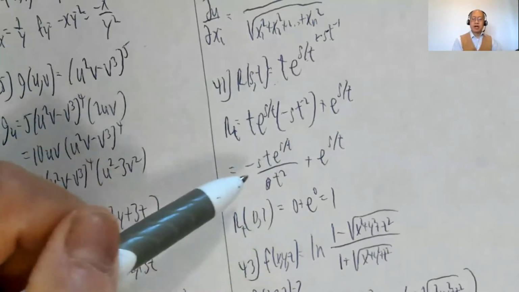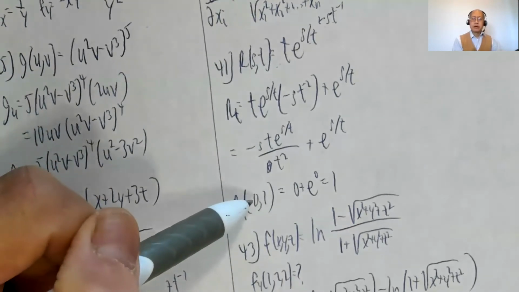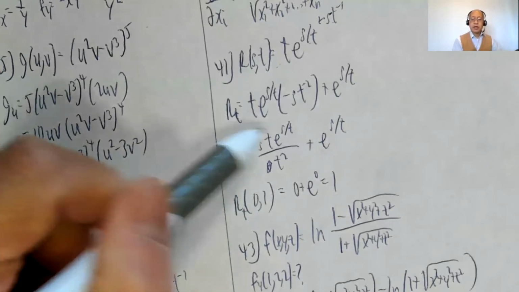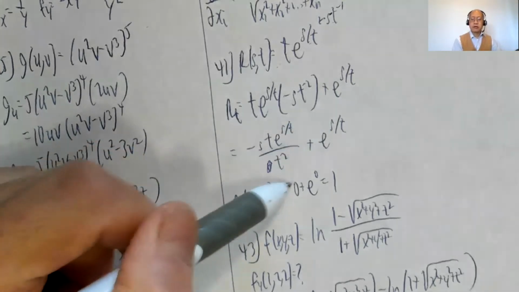Yes, this can be simplified, but I'm supposed to plug in 0 and 1. And so if I plug in 0 for s, this thing is gone anyway. Put a 0 here and a 1 here, I have e to the 0, which is 1.